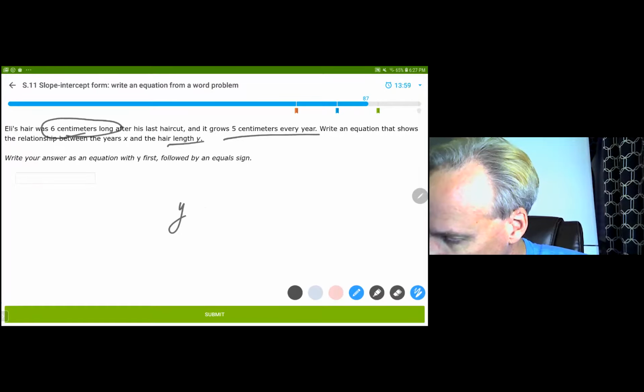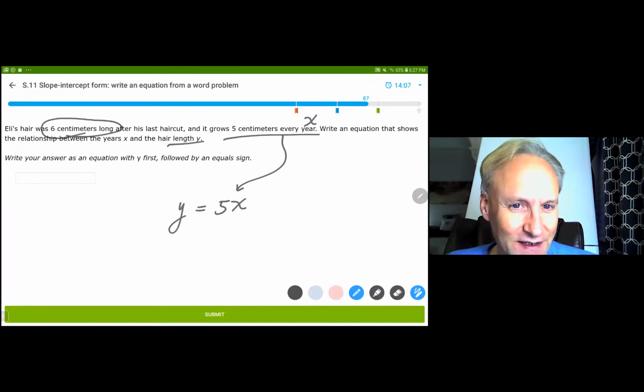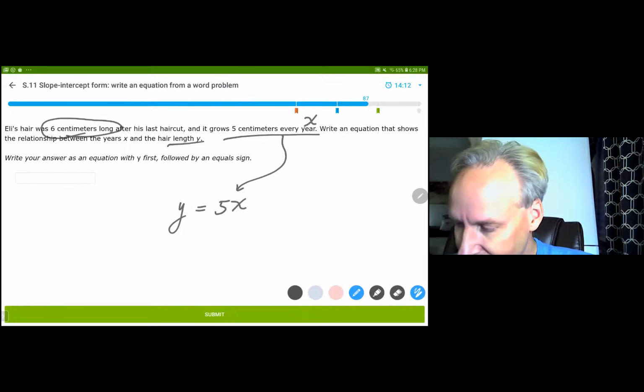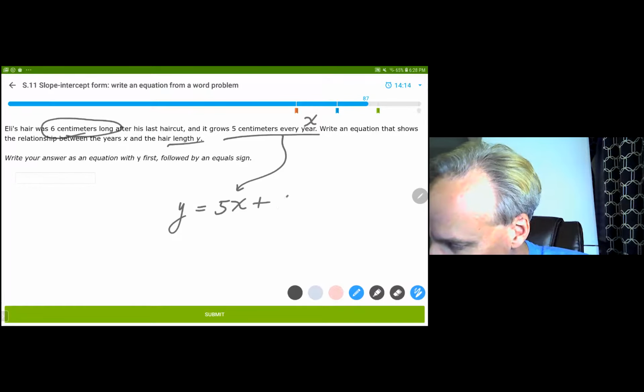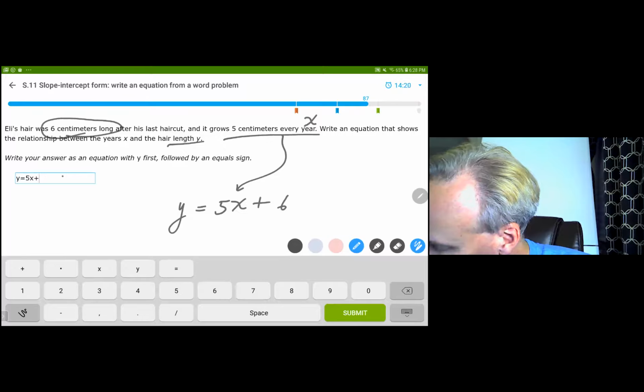That's going to be y equals 5x, since this is the rate for each year. Kind of confusing because the number of years is x, isn't it? It seems reasonable that it would be y, and L would be the length of the hair, but oh well, plus 6. See if I can actually get one right. There we go.